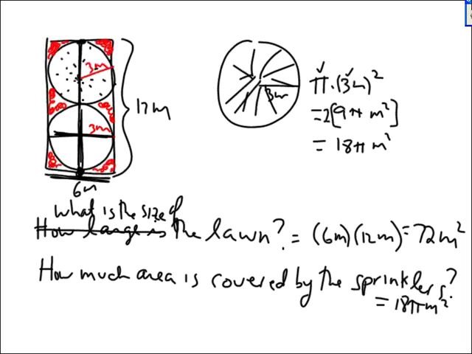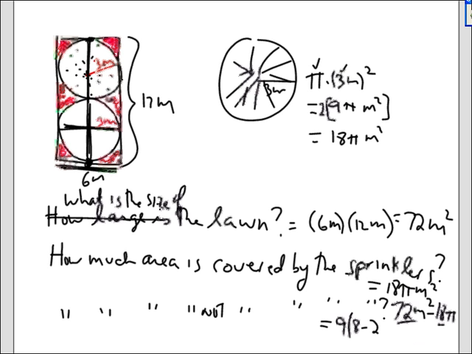Now, how much is not covered? How much area is not covered by the sprinklers? Well, the whole area is 72 square meters. And if you take away what the sprinklers covered, you'll be done. And I can factor out a 9 from here: 9 times 8 minus 9 times 2 pi square meters. This is the amount of area that is not covered. It's just basic subtraction.